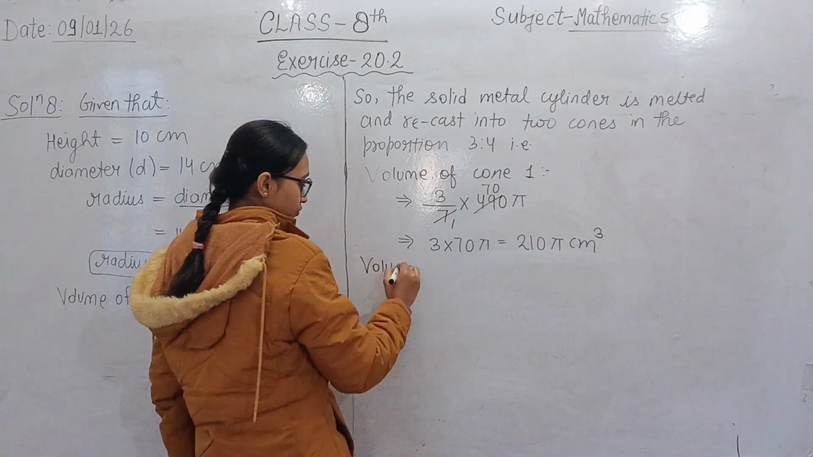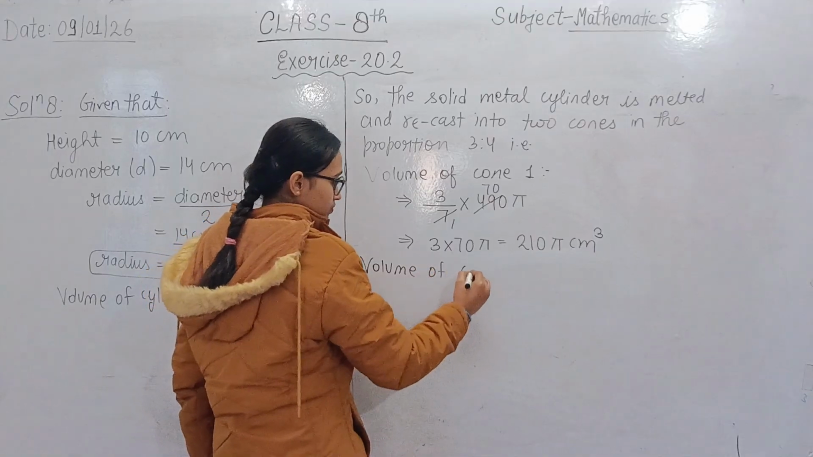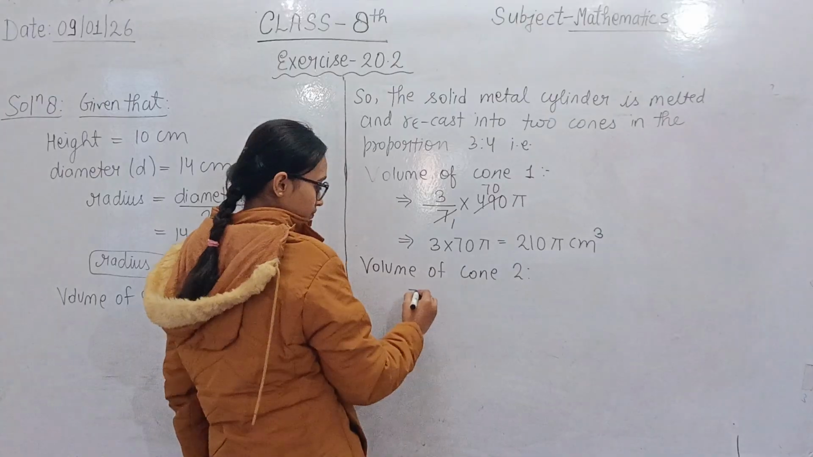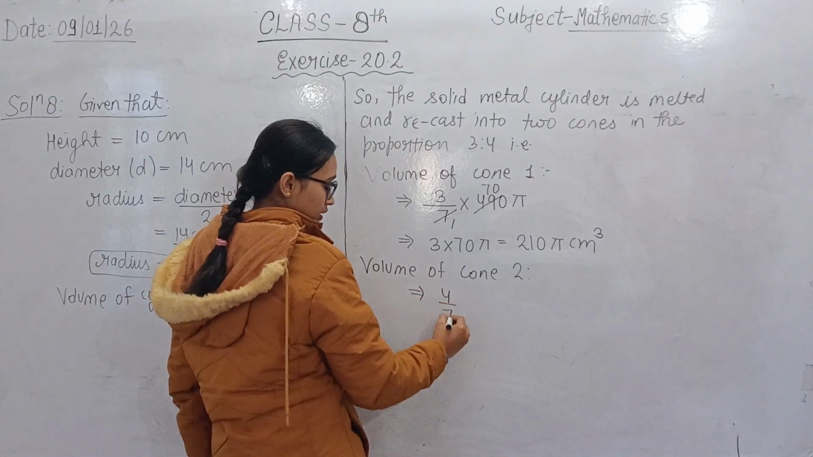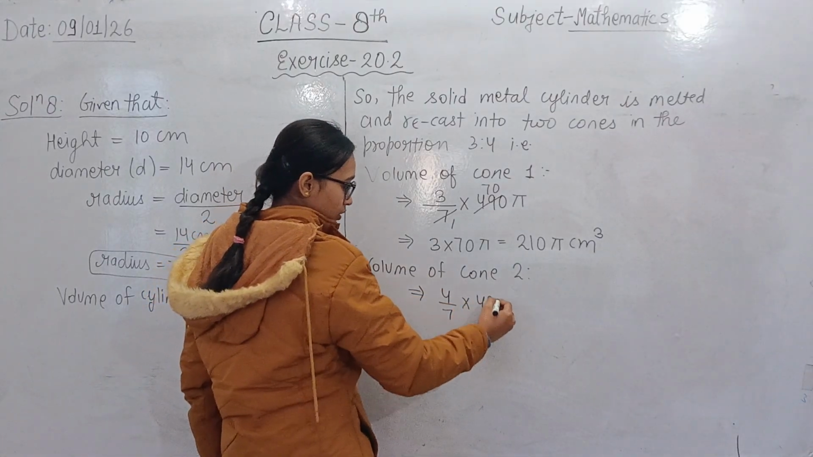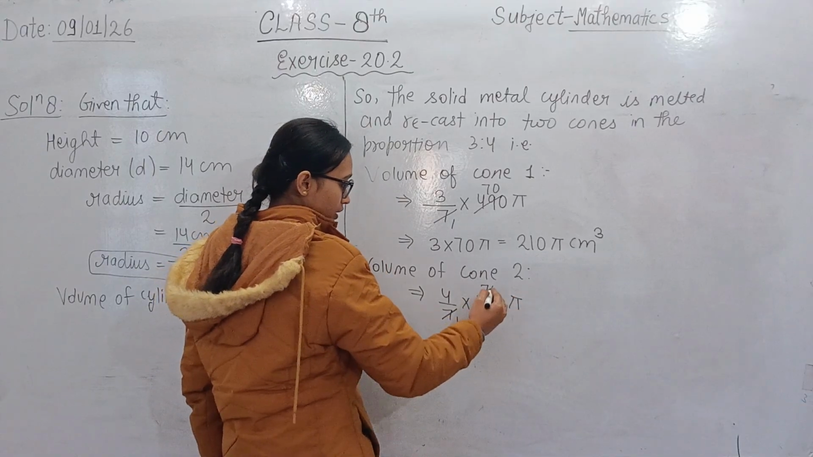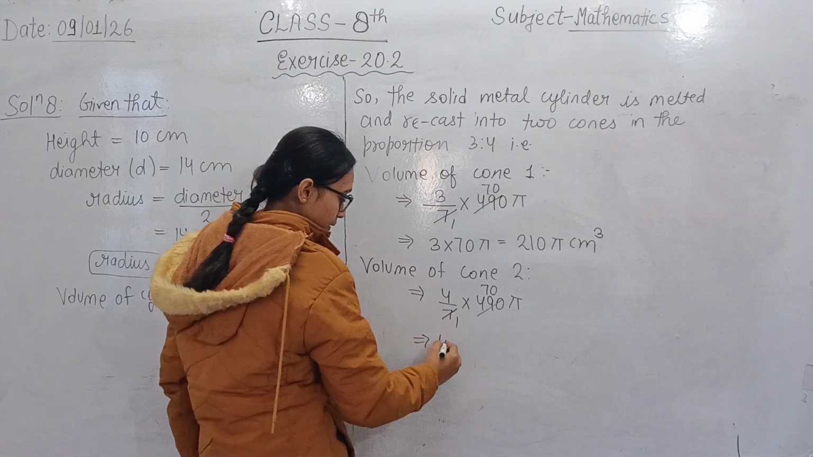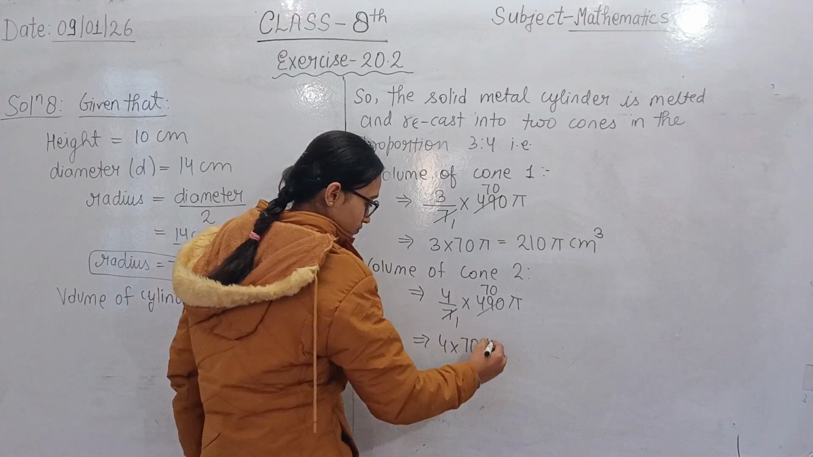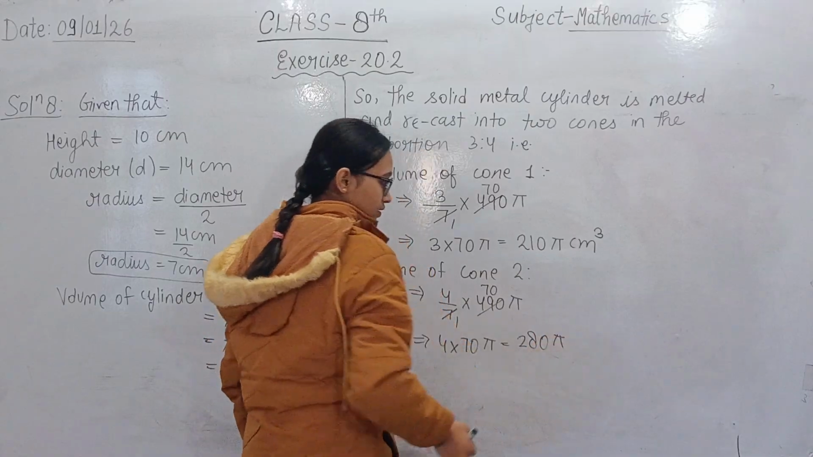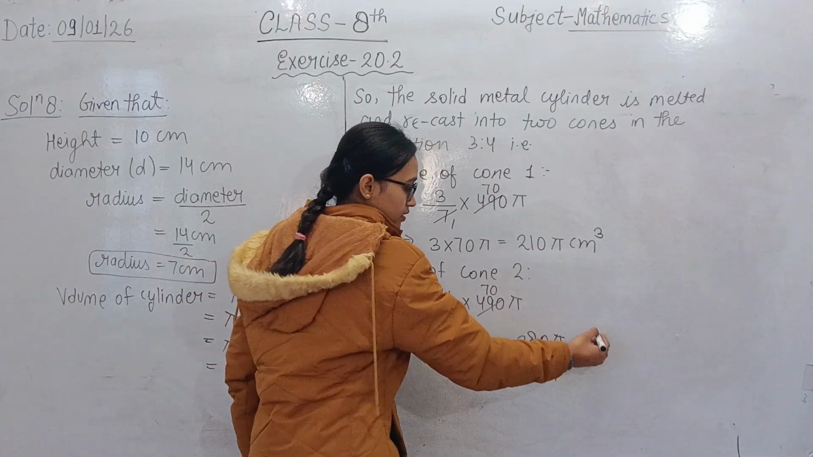Similarly, we will calculate volume of cone 2. Second term upon total, multiply by total volume, that is 490 pi. 7 ones are 7, 7 sevens are 49, and 0. On multiplying this, we get 280 pi centimeter cube.